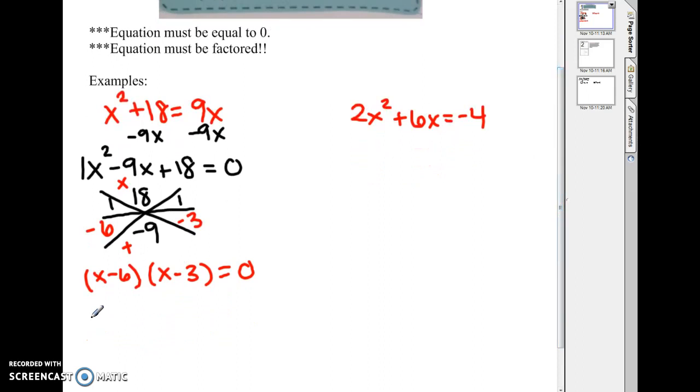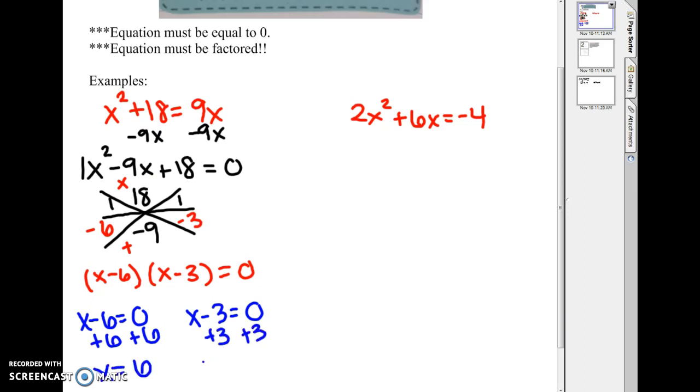The theorem says that I can set each one equal to 0. So now I turn this one problem into two problems, and I'm going to solve. Add 6. So this one is x equal to 6. I'm going to solve this one by adding 3. x equal to 3. Those are my solutions. So x equals 6 and x equals 3 would solve this equation right up here. It will make the equation equal to 0.